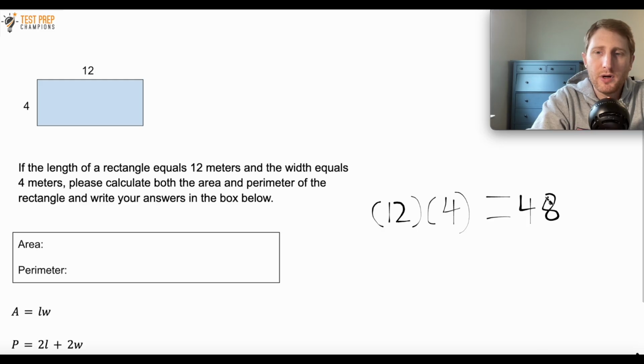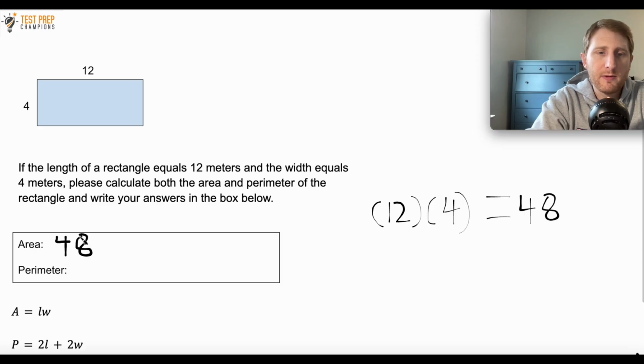Now, you might be wondering, what if I forget which one's the length and which one's the width? Well, as long as you multiply the two numbers together, the order doesn't matter. So what I mean is you could do 12 times 4 and you'll get 48. You could also do 4 times 12 and you're also going to get 48. So the key with the area is just to remember to take the two sides of the rectangle and multiply them together. Now, we know that the area is 48, but what about the perimeter?